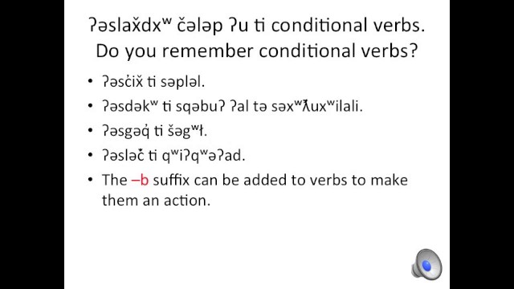As-tseich tisaplal is describing the condition of the bread. It is fried. As-dak tisqabo altasaftlofolali. As-dak is describing the location of the milk. As-gak tishagl is describing that the door is open. As-lech tiqweqwa describing that the cup is full. The be suffix can be added to these verbs to make them an action.